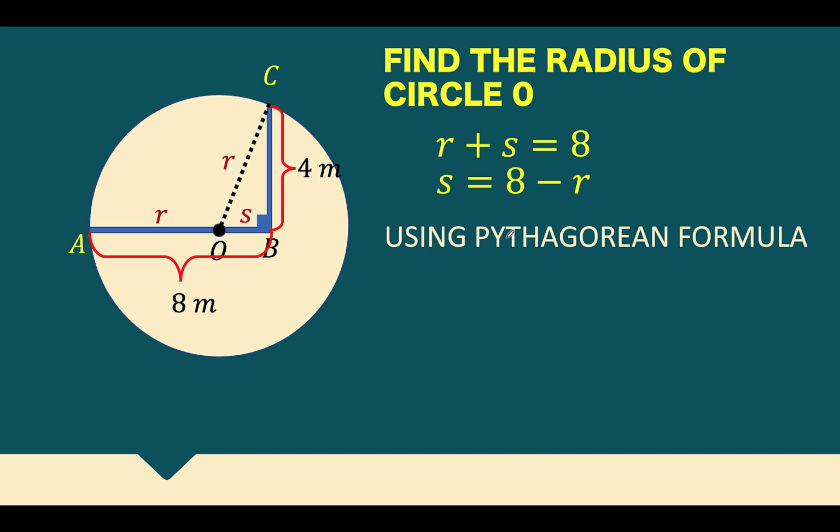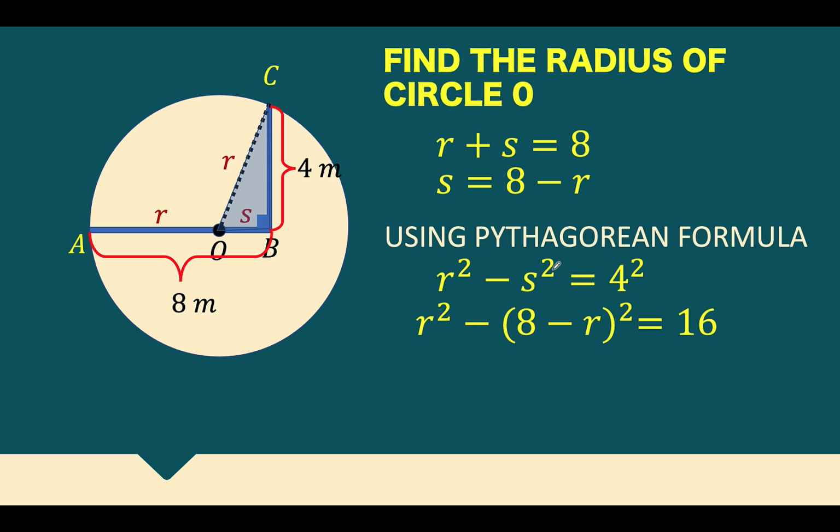Now, in order to use the Pythagorean formula, let's look at this right triangle here. R is the hypotenuse, S is one of the legs, and we know that the measure of the other leg is 4 meters. So we can now form this equation. The square of the hypotenuse minus the square of one of the legs is equal to the square of the remaining leg. But we know that S is equal to 8 minus R. So we replace this S by this value of S.